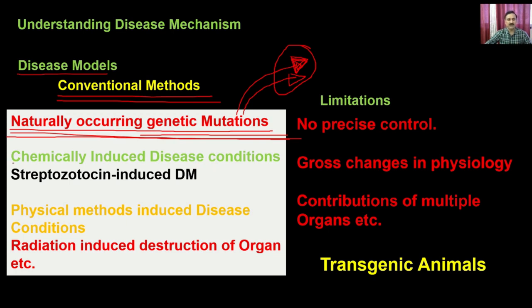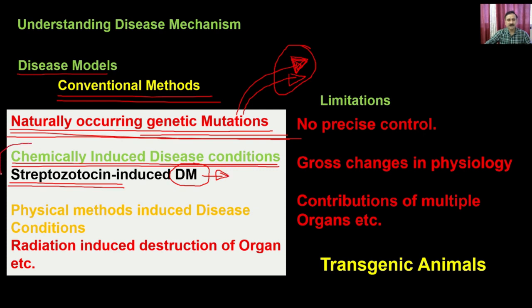Then you also have a strategy where people inject a particular type of chemicals. These chemicals disturb the normal physiology of that organism, and ultimately the animal develops a particular disease. The classical example is injecting streptozotocin, and this drug has an effect on insulin secretion, so the animal is not able to perform the insulin mediated effects, and that's how it develops diabetes mellitus.